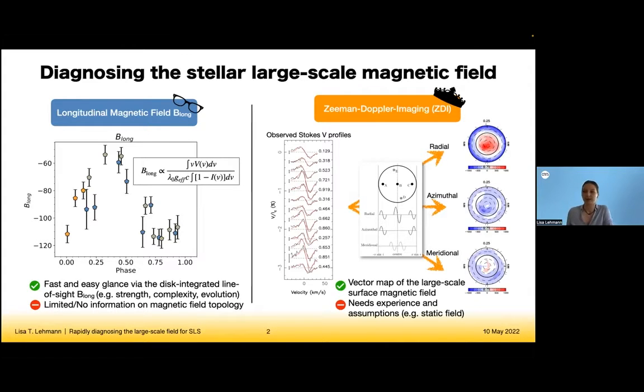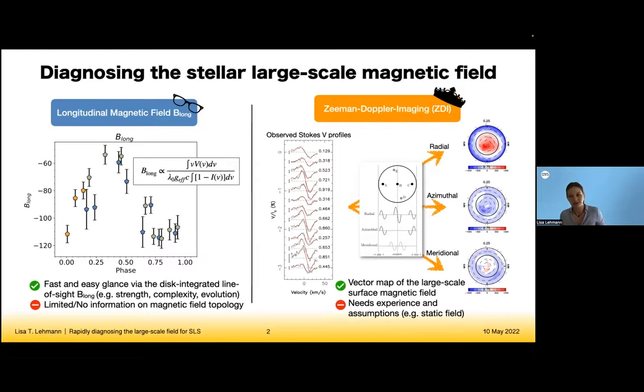This information can be provided by the Zeeman-Doppler imaging, by the ZDI technique, which is returning a vector magnetic field map of the large-scale surface field. But the ZDI method requires some experience for reliable results to be reached, and is based on a number of prior assumptions that may not be valid. For example, that the large-scale field is static across the time span of the observations.